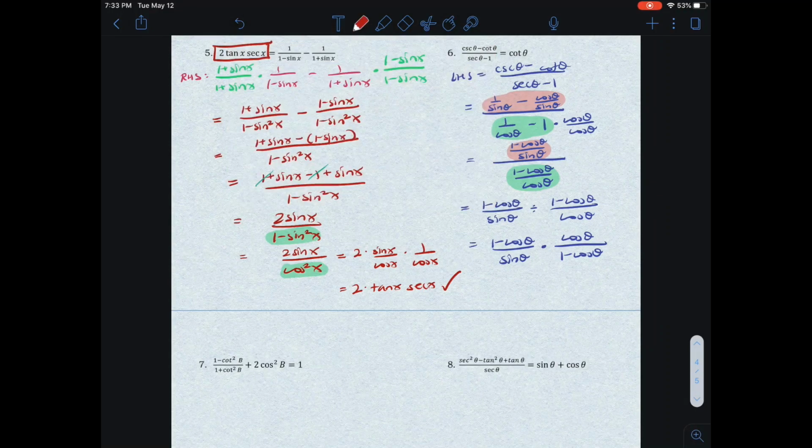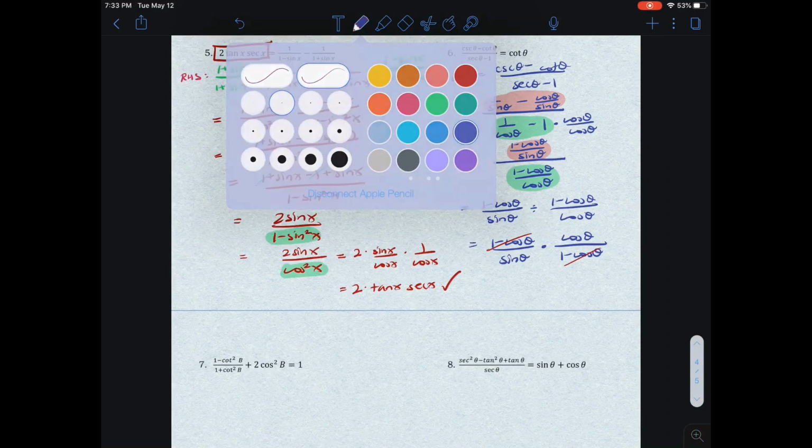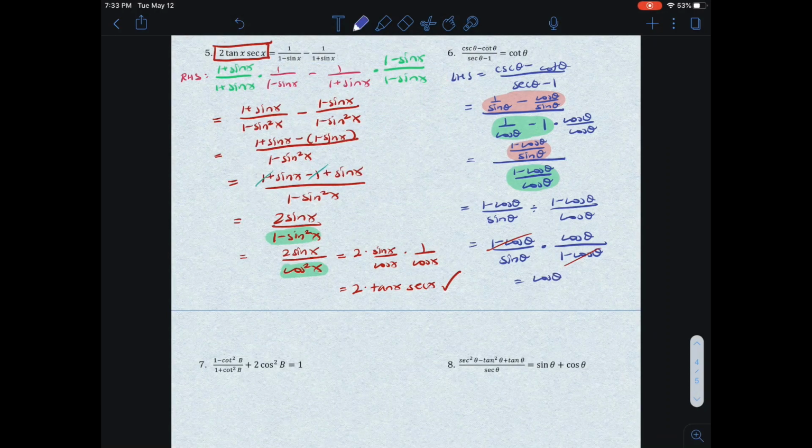And from there, hopefully what you notice is that I can reduce these 1 minus cosine thetas out. And if I do that, I'm left with cosine of theta over sine of theta, which is just cotangent of theta. And that's what my goal was, right? My goal was to get to cotangent of theta.